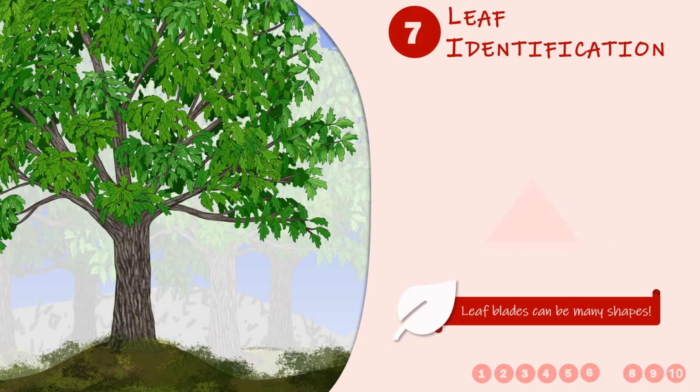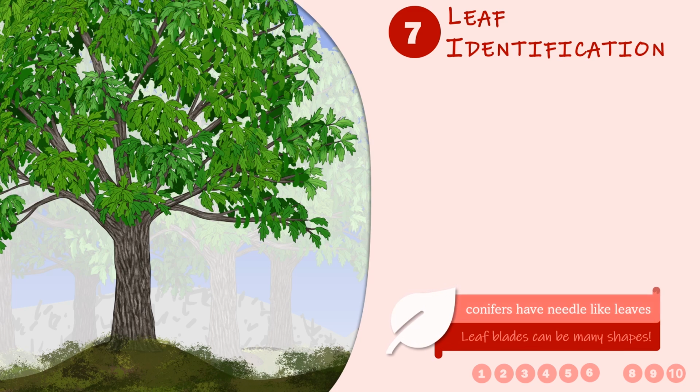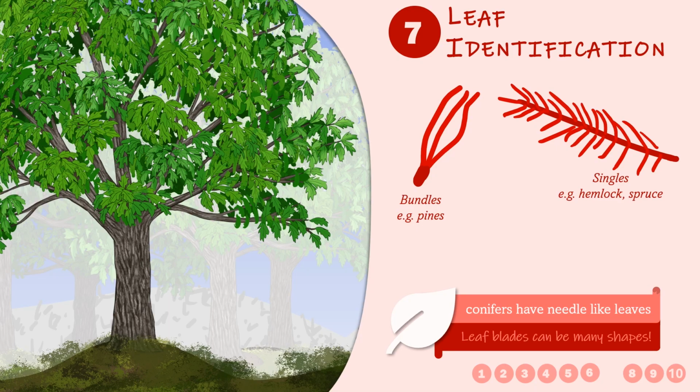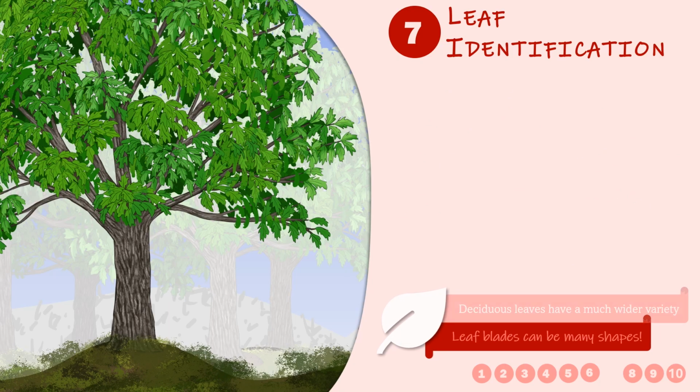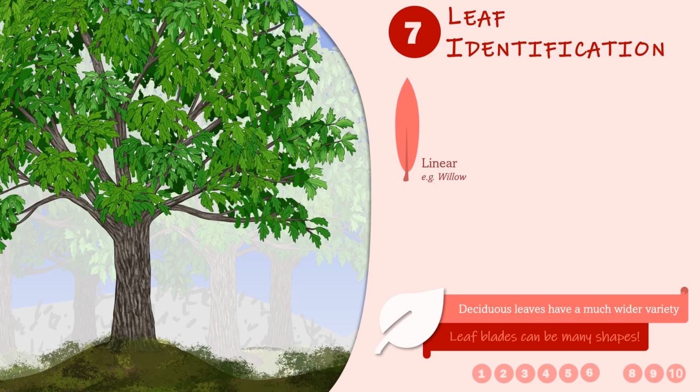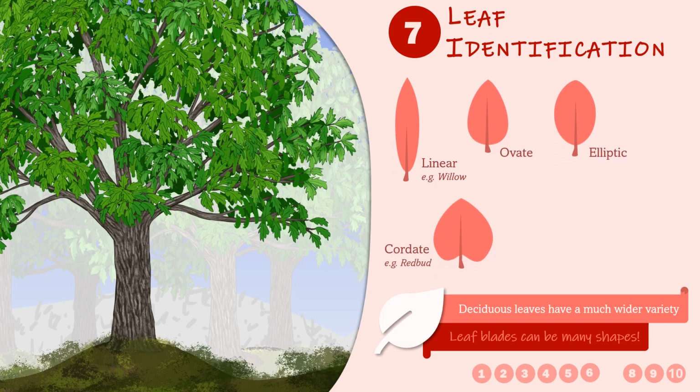For now, we'll mention that conifers have needle-like leaves, either in bundles as with pine trees, or singly, like we see on hemlock and spruce. Conifer leaves can also be shaped more like little overlapping scales, like we see on cedar trees. Deciduous trees have a much wider variety of leaf shapes. Some of the most common blade shapes include linear, like a willow, ovate, elliptic, cordate, or heart-shaped like redbud, orbicular, and spatulate, like a blackjack oak.